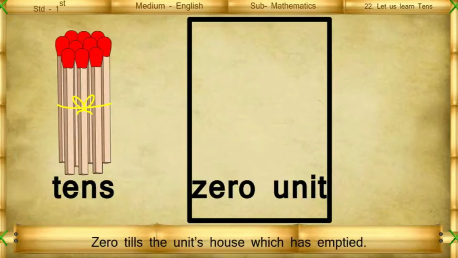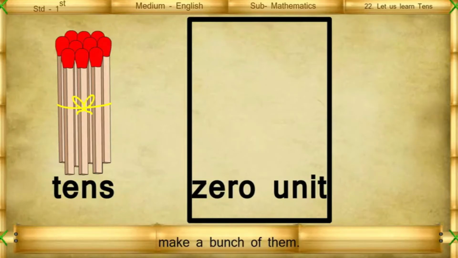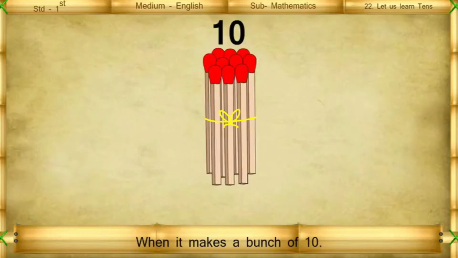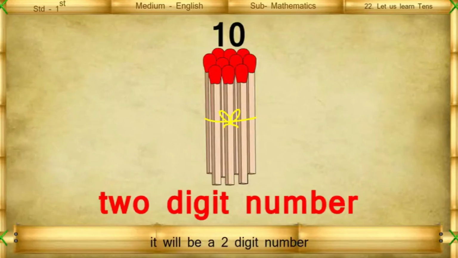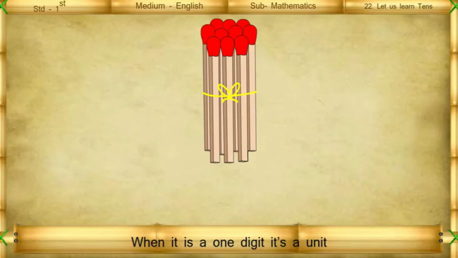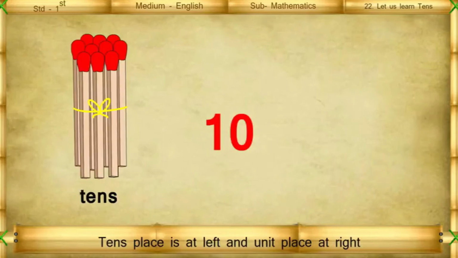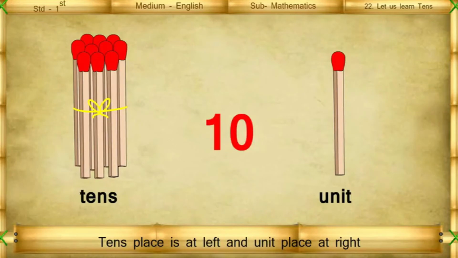0 tells the unit's house, which has emptied. It means that when we count the pictures and they are 10, make a bunch of them. When it makes a bunch of 10, it will be a 2-digit number. It is tens. When it is a 1 digit, it's a unit. In a 2-digit number, tens place is at left and units place is at right.